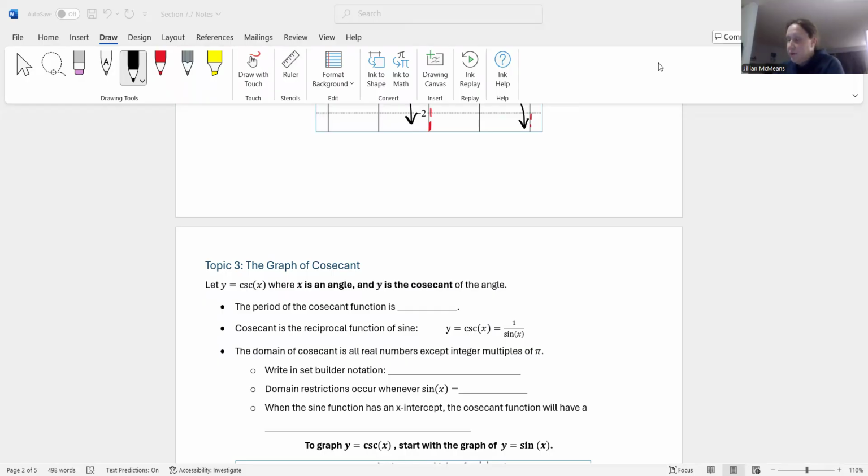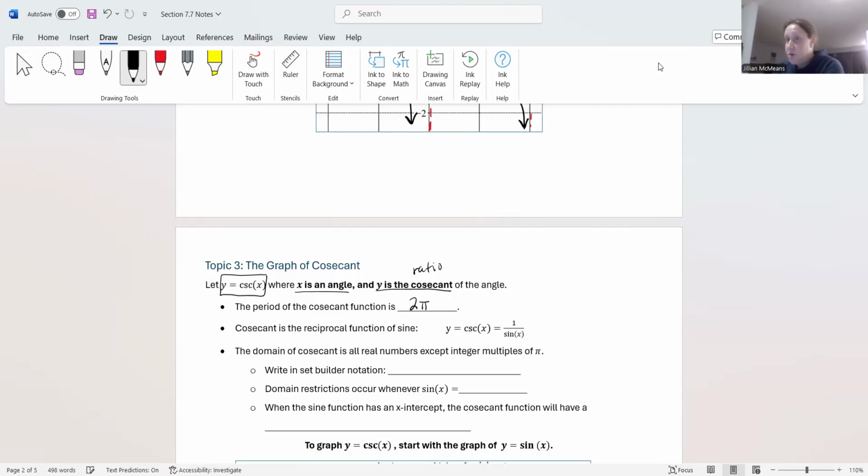So for this section, we're going to be talking about y equals cosecant x, or f of x equals cosecant x. Remember that when we're graphing these trig functions, x is the regular x-axis, and that's going to represent angle measures. And then y is going to be cosecant of that angle, so it's going to be a ratio. Now, cosecant is periodic like the other trig functions, and it has a period of 2 pi.